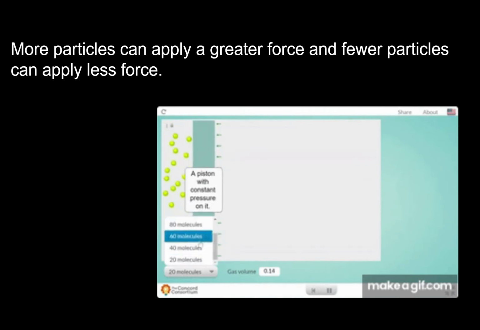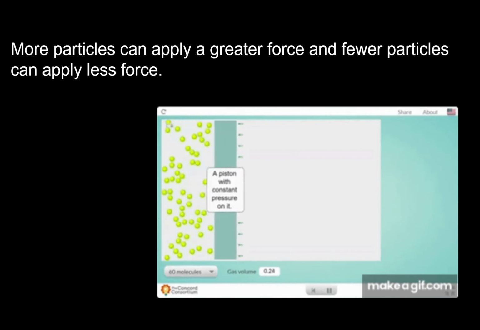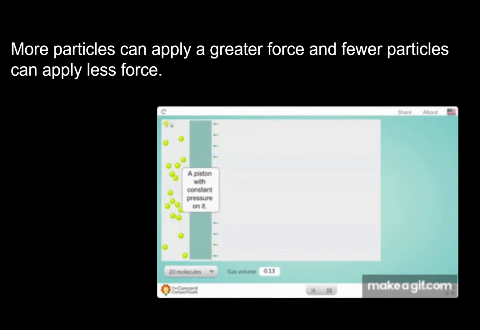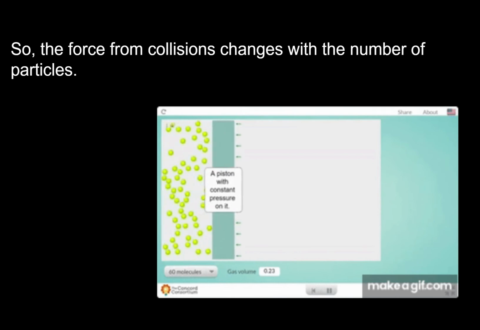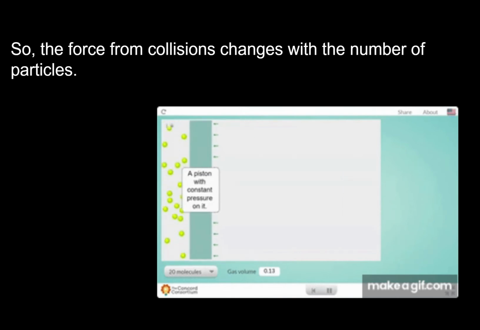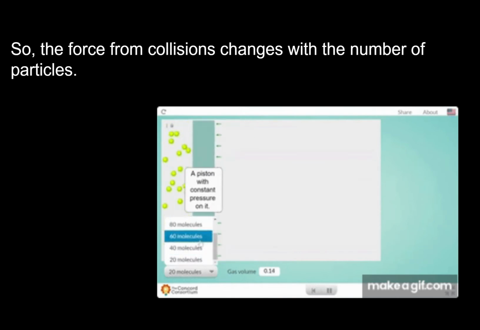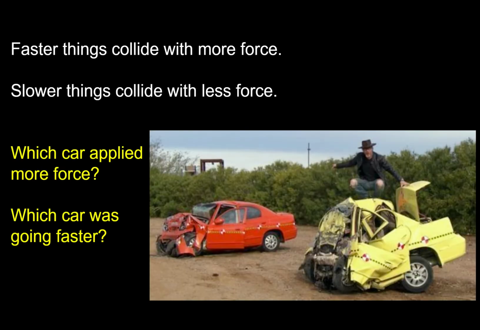Anyway, the force that the moving particles apply, that is the pressure. Pressure is a measure of particle motion. So the force from collisions changes with the number of particles, and we can see that when it goes from 20 to 60 particles, it moves that piston to the right.